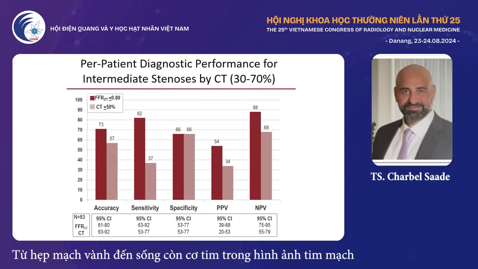And here, if you look at per patient diagnostic performance for intermediate stenosis by CT, the sensitivity and specificity can be mixed. So the accuracy between FFR and CT versus CT in more than 50% stenosis is actually 73%. Sensitivity, there is a mismatch between CT and sensitivity, but for the specificity, positive predictive and negative predictive values, there is statistical significance as well.